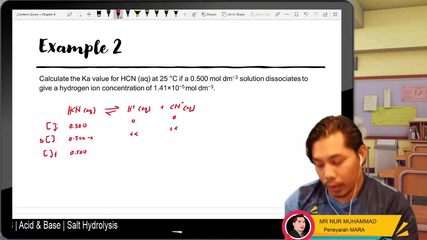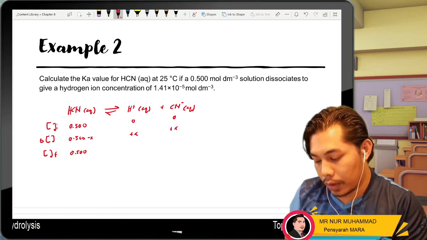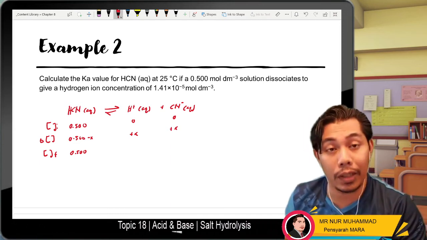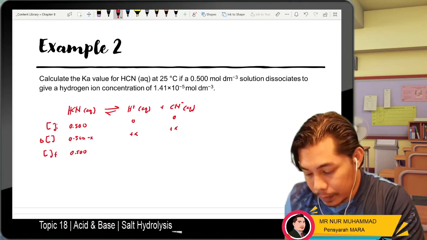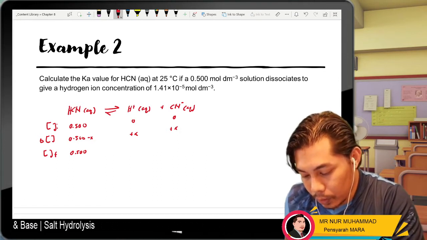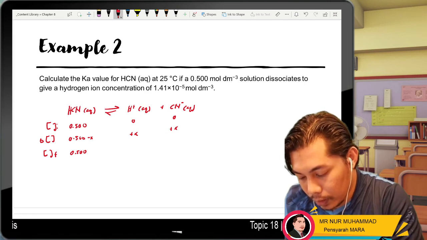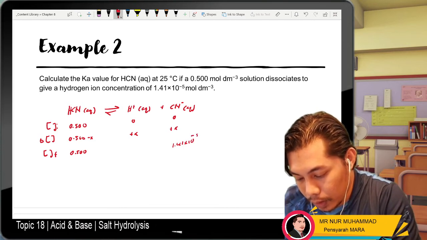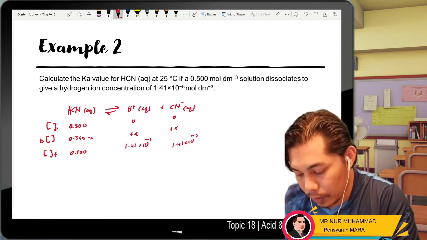So the final concentration is 0.500. Why is the final concentration of HCN 0.500? Because the value of X is very small. So X here is 1.41 times 10 negative 5.